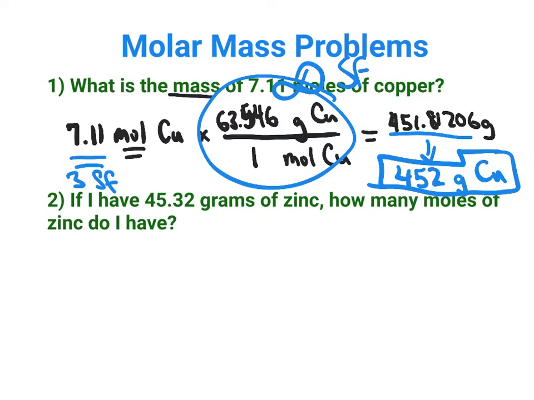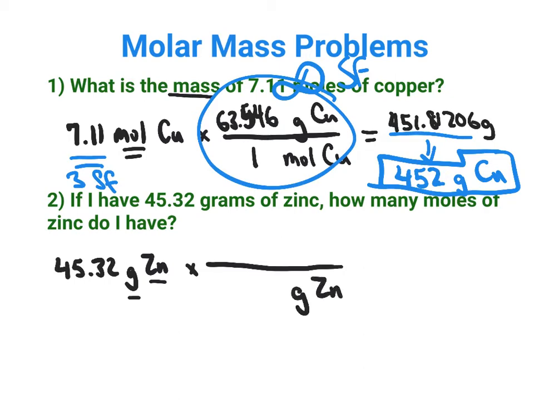So let's look at the second one. The second one is a very similar problem, but we're going in the other direction. So this time I have 45.32 grams of zinc. Notice that I am making sure that I write my units of everything, because the units will save you here. So I do my conversion factor, I do my units first. Grams of zinc is what I'm getting rid of. I want to know how many moles I have, so I want to change it to moles of zinc.